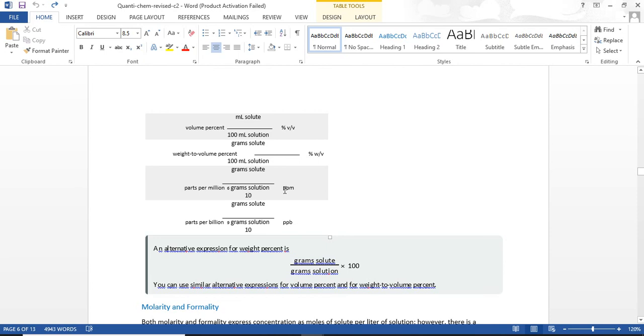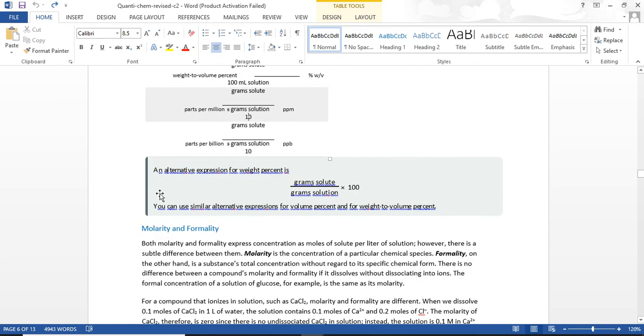Okay, an alternative expression for your weight percent is equal to grams of your solute over grams of solution times 100. You can use similar alternative expression for your volume. Same lang yapon, change mo lang itong volume of your solute over volume of your solution. Then, pwede man siya gyapon weight per volume if you have here grams of your solute over the volume of your solution times 100.